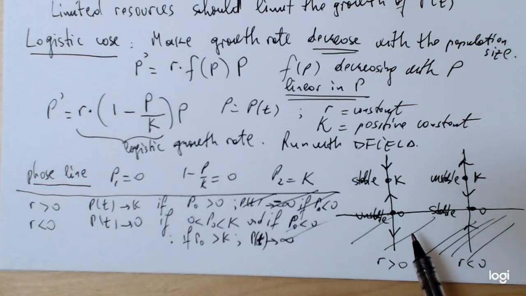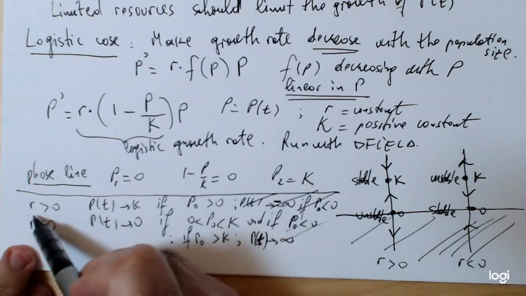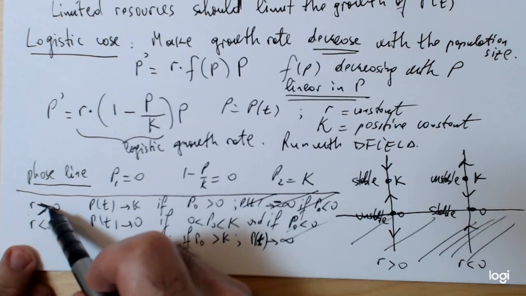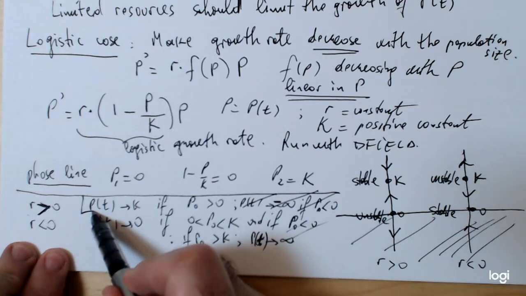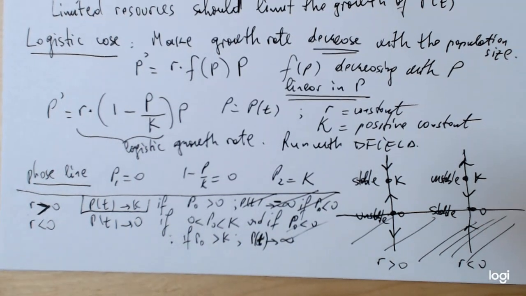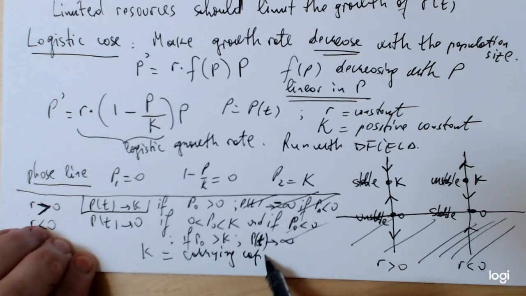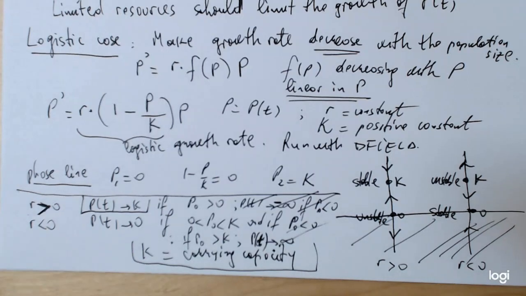So bottom line, the logistic model says if I have a positive growth rate, so if the difference between the birth and the death rate is positive, then the population doesn't grow indefinitely, but it will settle to a limiting point, the positive equilibrium point, which is also called the carrying capacity, because of this interpretation as the upper limit of the population given the resources provided. So let's continue with this analysis in the second part.